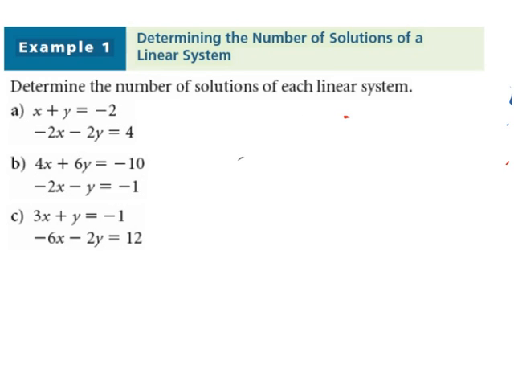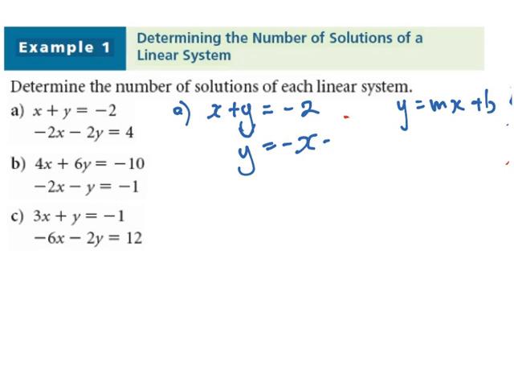Before we just decide what this is, we have to find out what the slopes and intercepts are. So what we have to do is change the equation into y equals mx plus b form. So the first question, we're going to subtract x from both sides. We get y is equal to negative x minus 2.